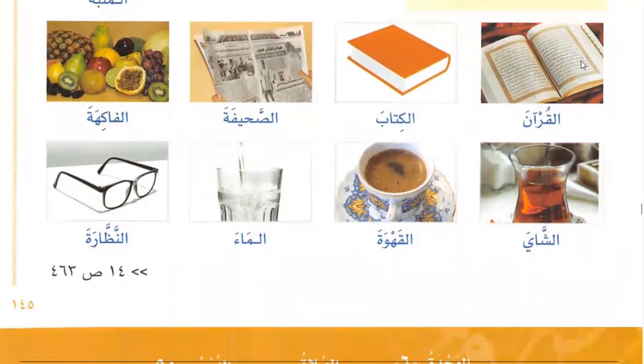So here he will say, da' al-Qur'an bijanibik. The second person will say, hazihi fikratun tayyiba. Da' al-kitab bijanibik. Second person will say, hazihi fikratun tayyiba. The first student will say, da' as-sahifa bijanibik. Second person will say, hazihi fikratun tayyiba. Then he will say, da' al-faqiha bijanibik. He will reply, hazihi fikratun tayyiba.